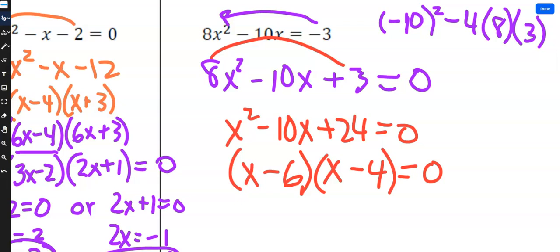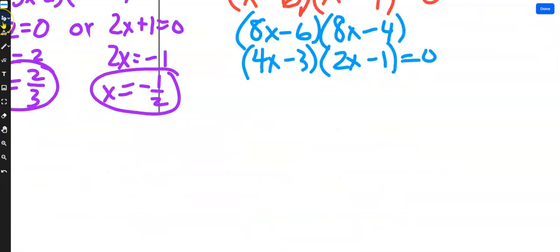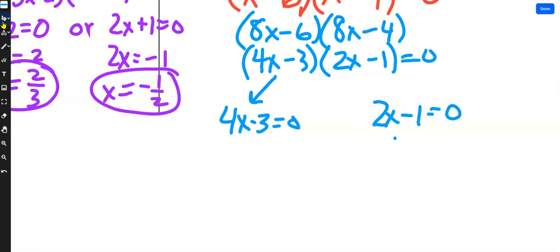The 8 comes back in front of both x's. Then I look for GCFs that I could pull out and throw away. In the first one, looks like I can throw out a 2, so that'd be 4x minus 3. And in the second one, looks like I can throw out a 4. So now I can set my two factors equal to 0. 4x minus 3 equals 0. And 2x minus 1 equals 0. So 2x equals 1. X is 1/2.